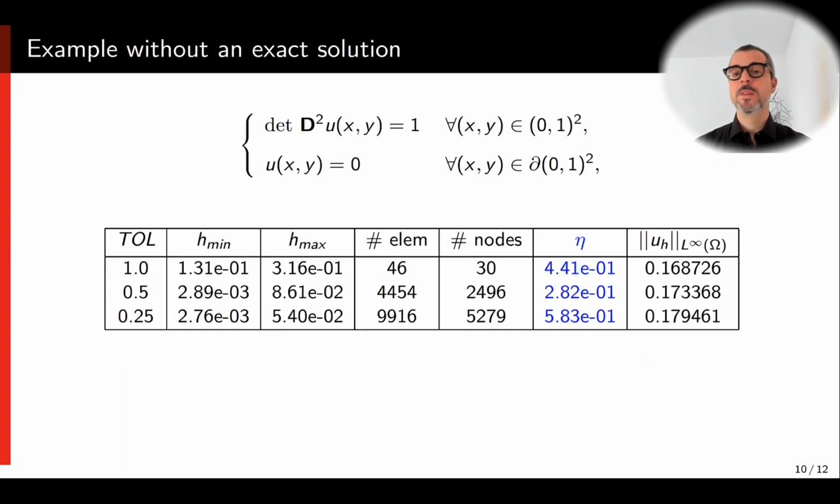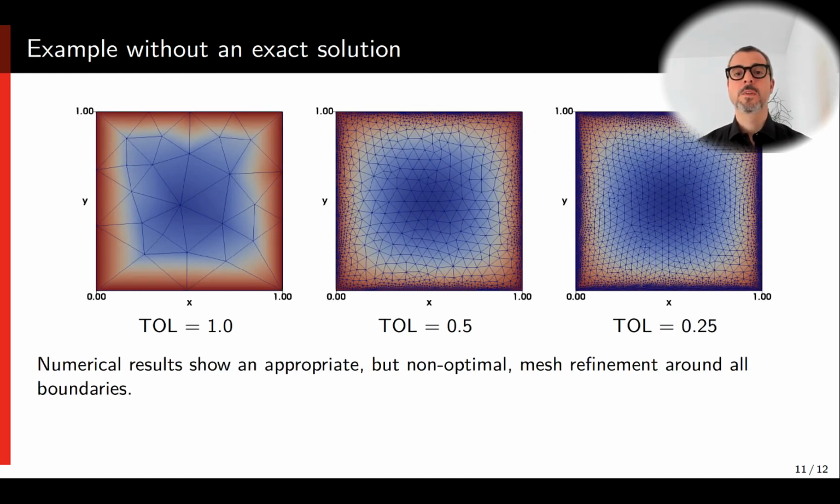Finally, an example without an exact classical solution, still on the unit square, and here same conclusion. We see that we don't have an optimal convergence order for the error estimate. Nevertheless, practically, the algorithm refines very appropriately next to the boundary of the square domain because this is where the problem lies in the solution.